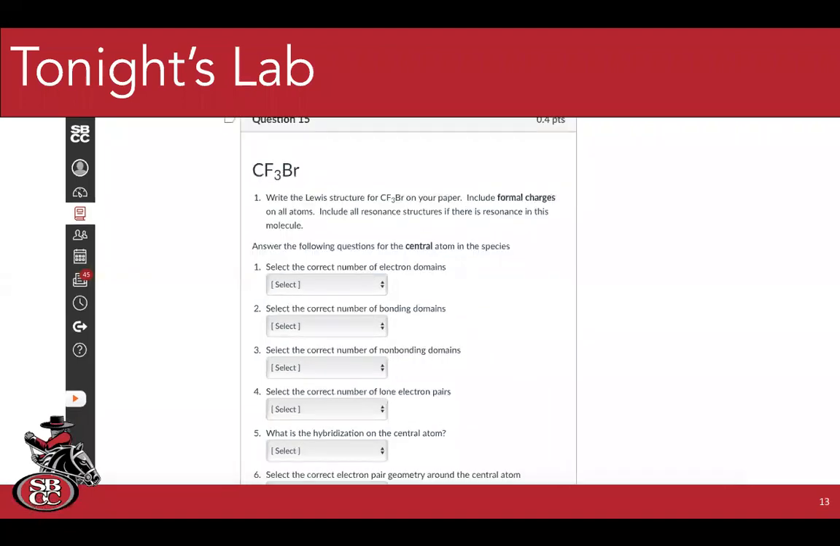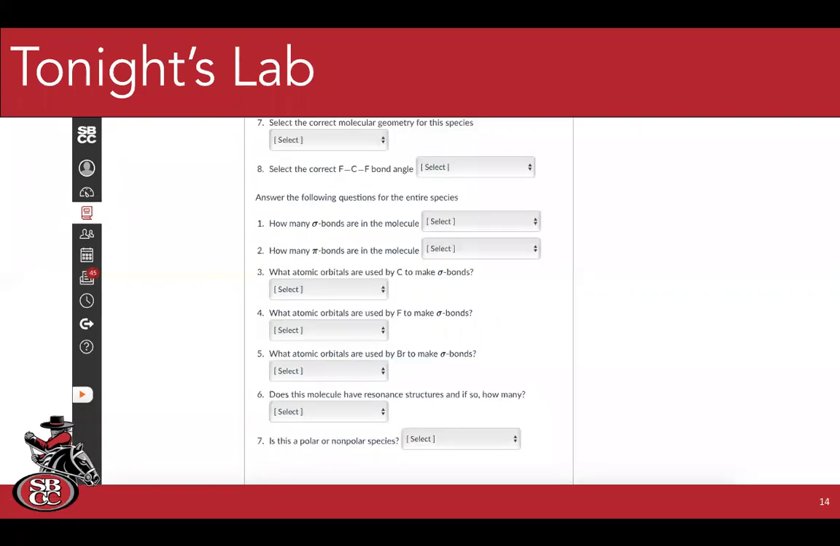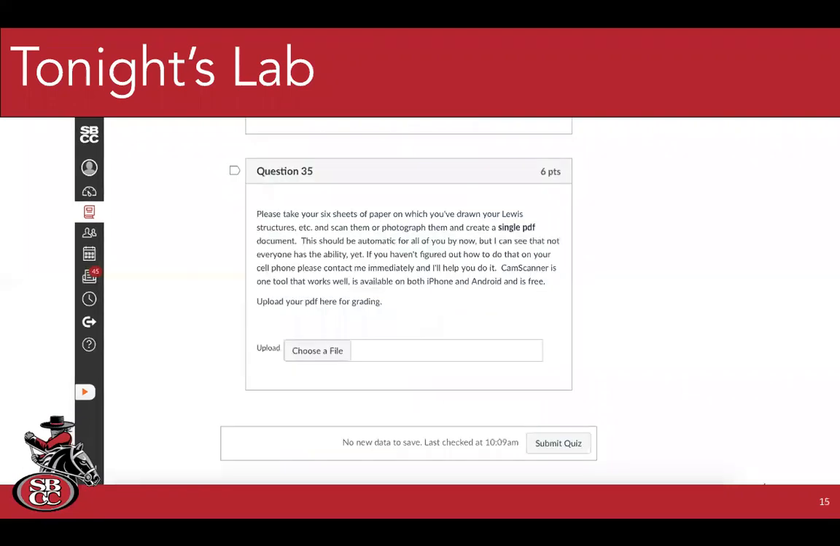So if you can draw the Lewis structures, no sweat, you're in good shape. And if you understand these concepts, and again, we'll go through the checklist together, then you're going to be in good shape. But if you don't know what bonding domains are, if you don't know how to identify hybridization, if you don't know how to identify molecular shape, then each single one of these questions will be really time consuming. So be prepared for this lab to take you a little bit longer. But you do have an unlimited time supply, so just keep that in mind. 35 questions here, and this last question, 35, is worth 6 of the 16 points. It's simply uploading the PDFs of your Lewis structures.